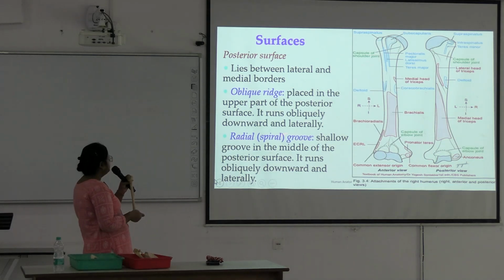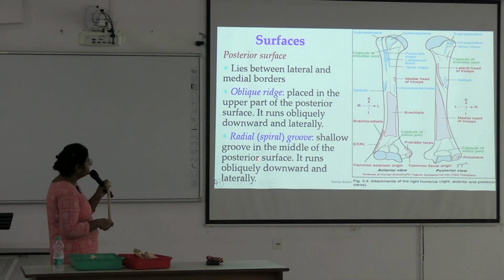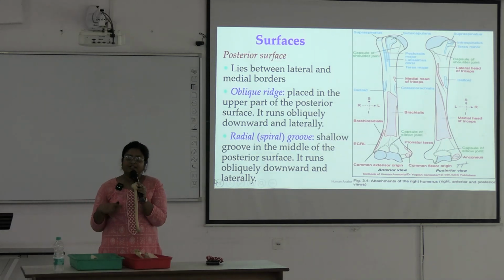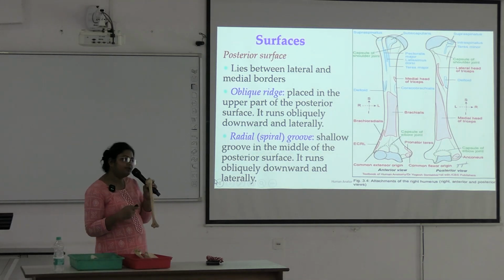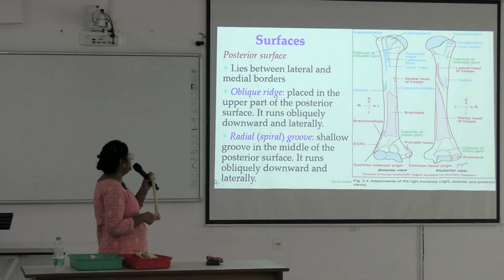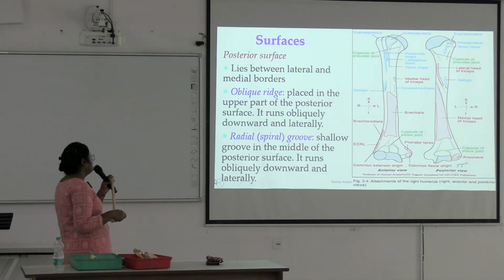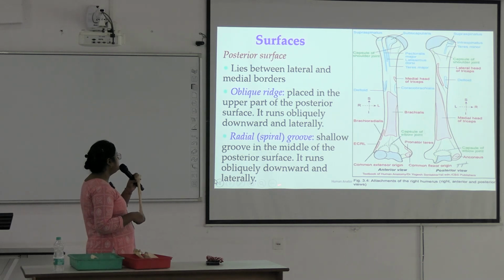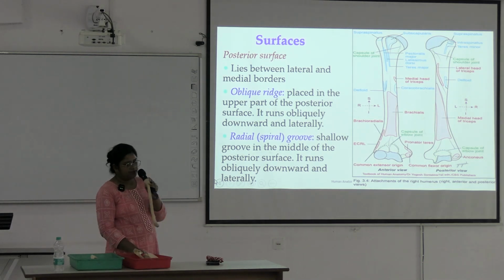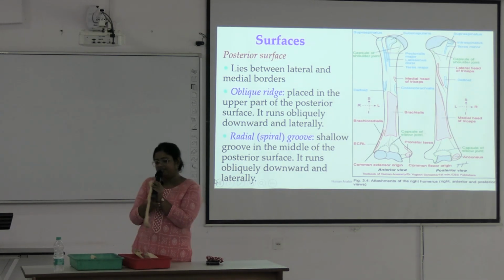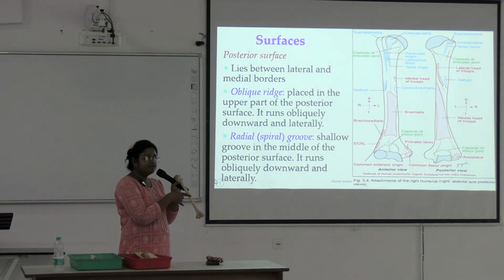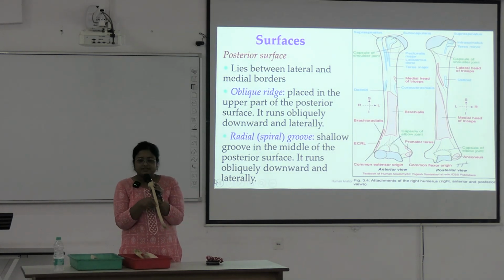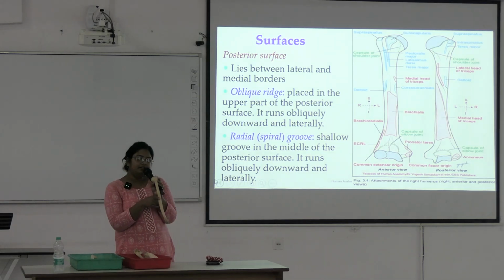And the radial groove or spiral groove. This is very important. You have to show the groove and tell the contents. The radial groove, or spiral groove, is a shallow groove in the middle of the posterior surface that runs obliquely, downward and laterally. I am showing it: this is on the posterior surface, in the middle of the shaft, the position of the radial groove.